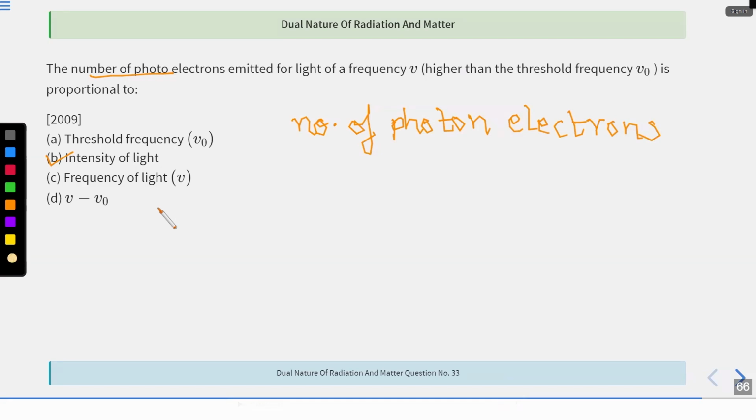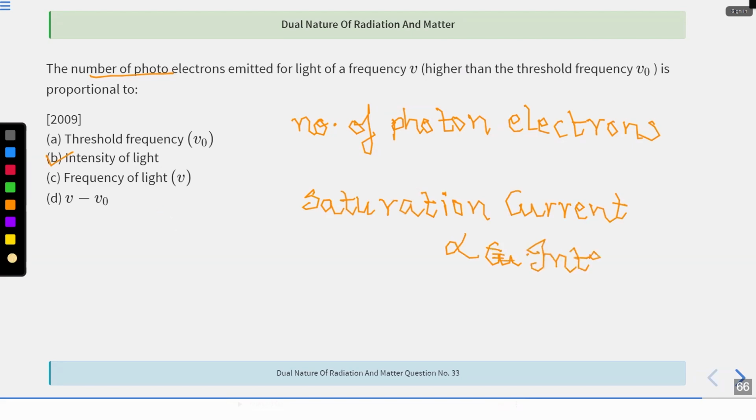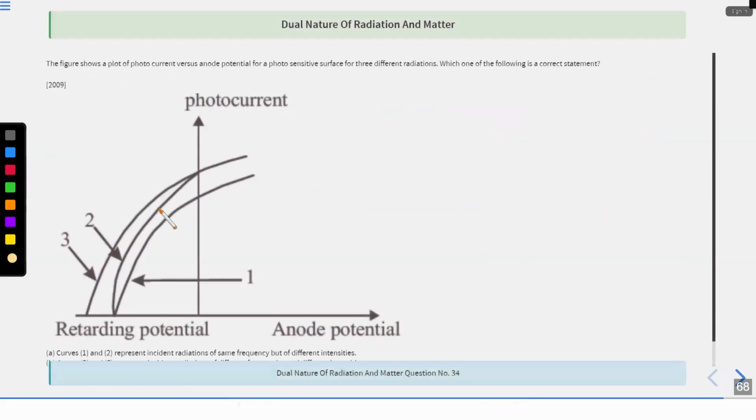So basically, we are telling saturation current is directly proportional to intensity, right? Okay, let's move on to the next question.